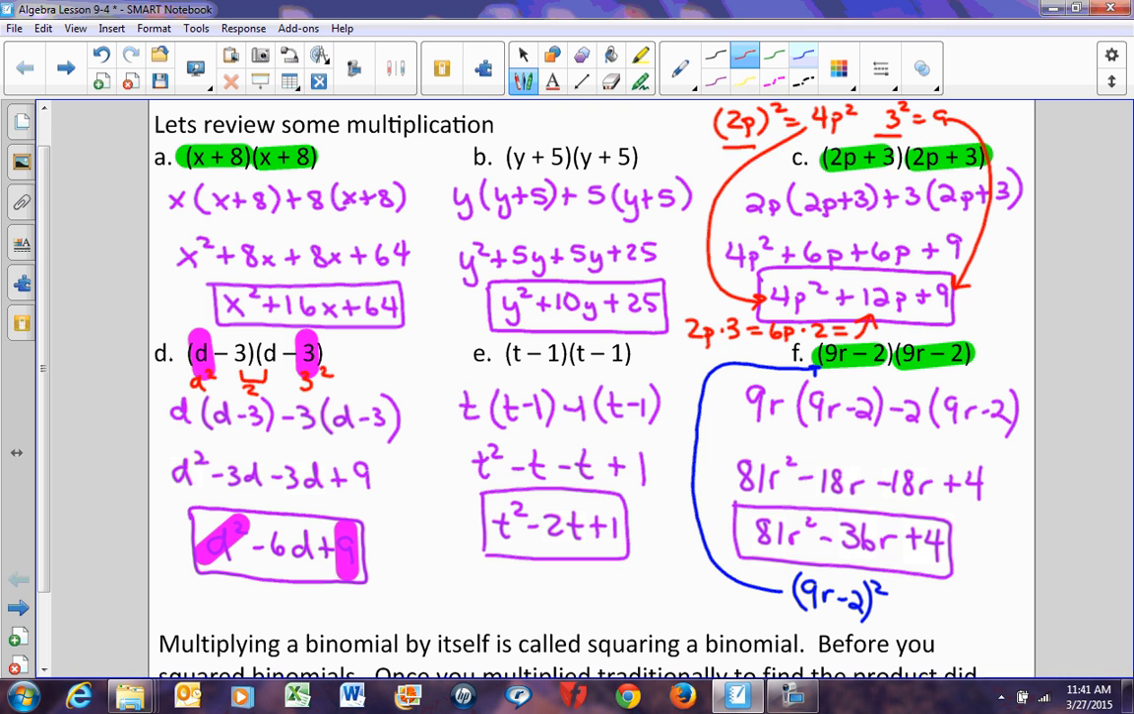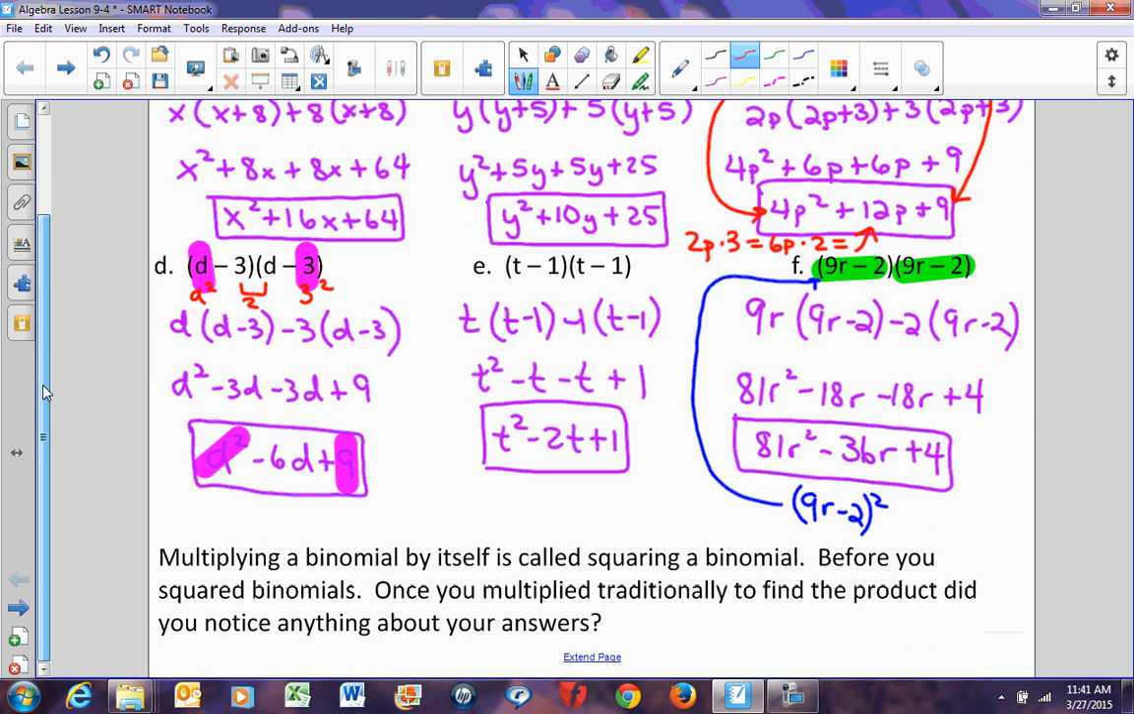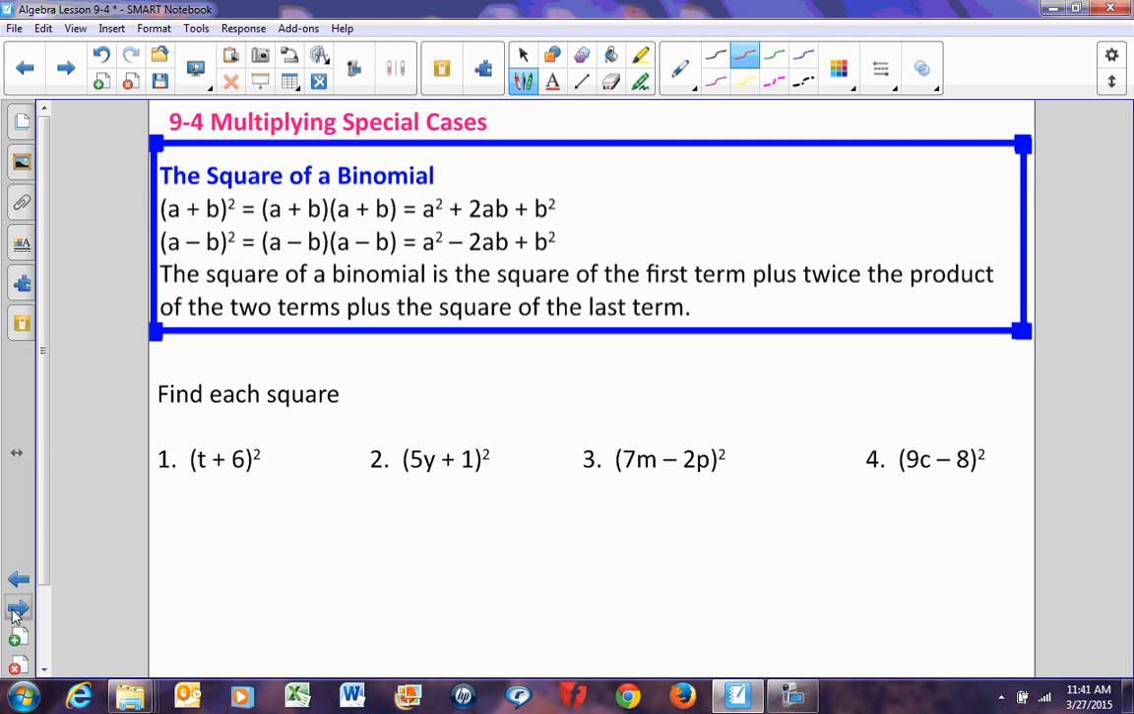So what this leads us to is some special products. Once we multiplied, did we notice any patterns? Hopefully you noticed a pattern, and this becomes what we call multiplying special cases. The square of a binomial: a plus b quantity squared means a plus b times a plus b. When we multiply it out, we get a squared plus 2ab plus b squared.